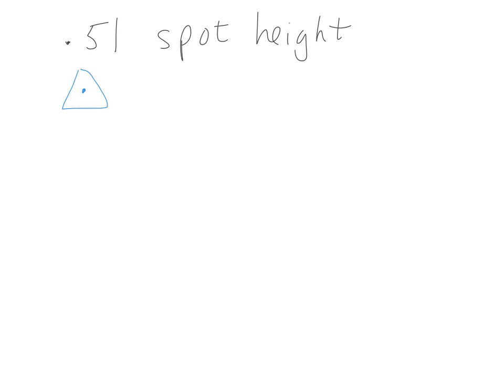Let's look at height. Height can be shown in a number of ways. The first way is with a spot height, which looks like this, a dot and a number. And this particular spot height is 51 metres above sea level. The next way is a triangle with a blue dot in the middle and a number next to it. This triangulation pillar is 72 metres above sea level.